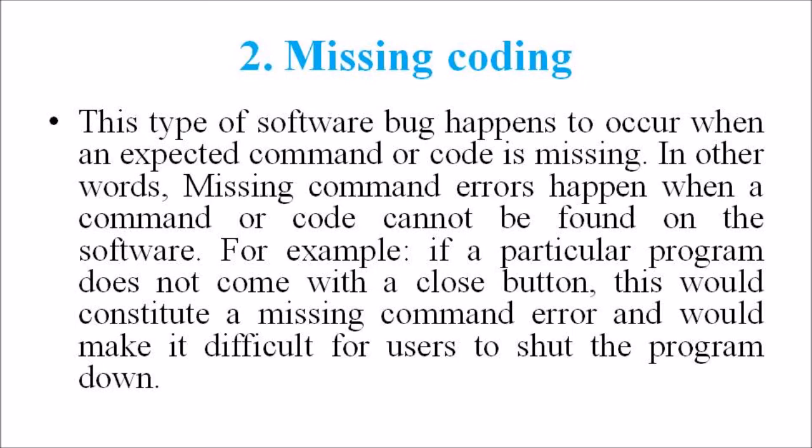The second one is missing coding. This type of software bug happens to occur when an expected command or code is missing. In other words, a missing command error happens when a command or code cannot be found in the software. For example, if a particular program does not come with a close button, this would constitute a missing command error and would make it difficult for the user to shut down the program properly.